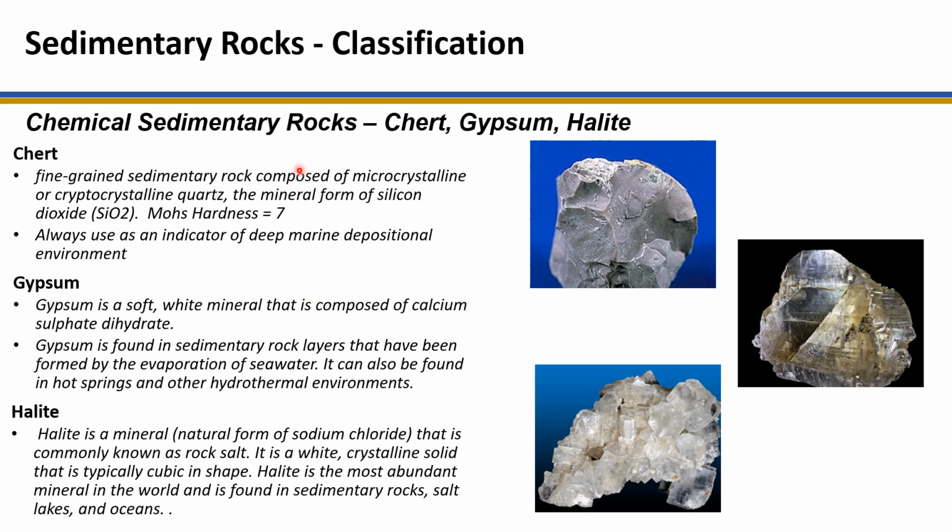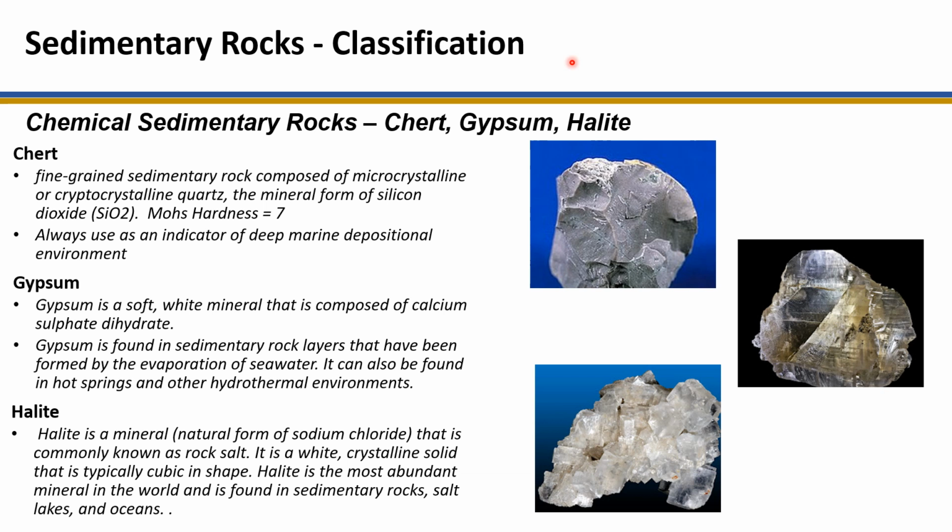So chert is typically found in deep marine environments. This is because silica that forms chert is more soluble in warm water than in colder water. As a result, chert is most likely to form in areas where the water is cold, such as the deep ocean.